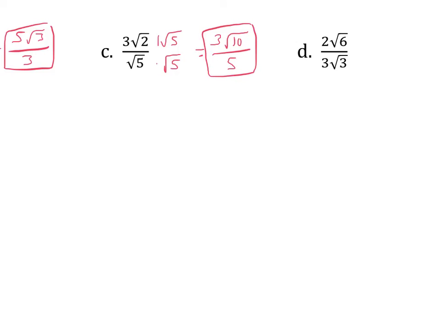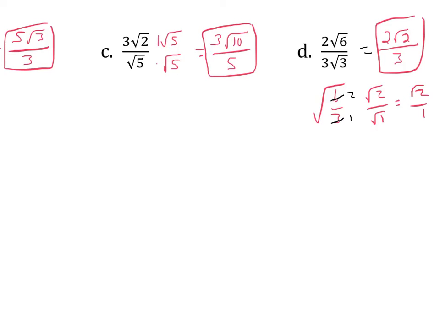Now in our last one here, if we remember how we handled this before, root 6 and root 3 can be simplified down to, 3 goes into 3 once, 3 goes into 6 twice. So this is the same as 2 root 2 over 3, because you have the root of 1, which is just 1. So this is equal to root 2 over root 1, and again, root 1 is just 1. So this would be our final answer for that one. And this ends the video on multiplying and dividing radicals.